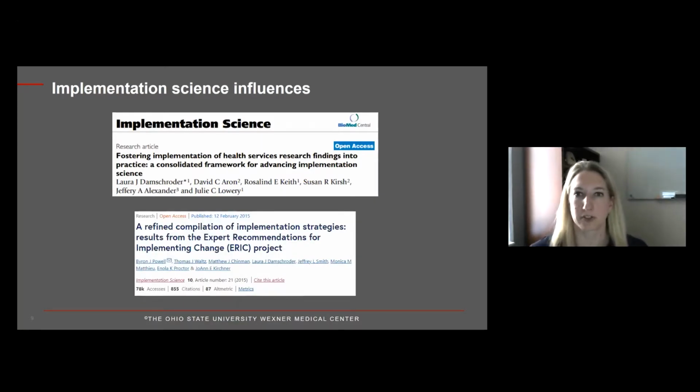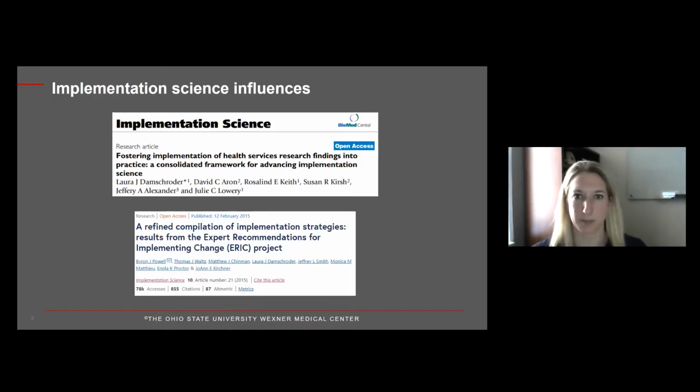So the first screenshot here on the top portion of this slide is the publication for that CFIR framework that I referenced. There are three main barriers that we identified through our scoping review. The language that we put on those three main barriers was drawn from this Consolidated Framework for Implementation Research by Laura Damschroder and her team.